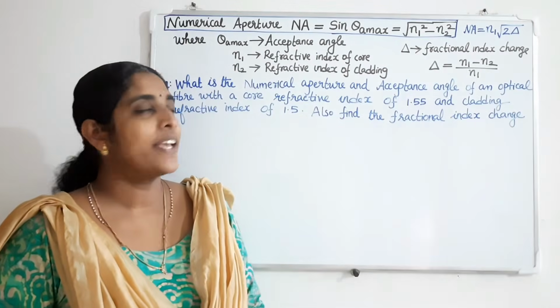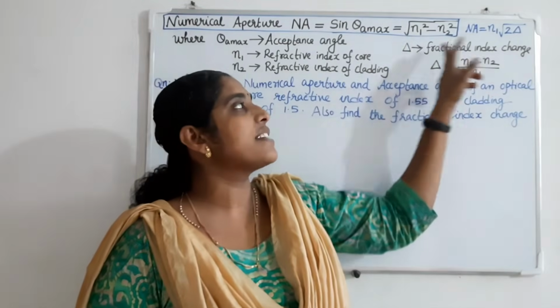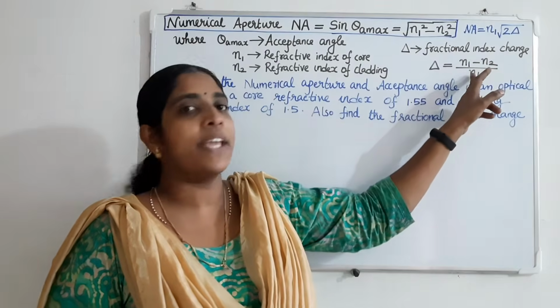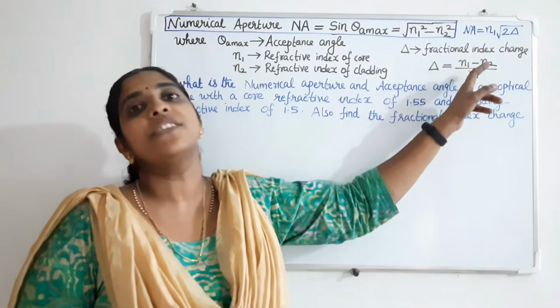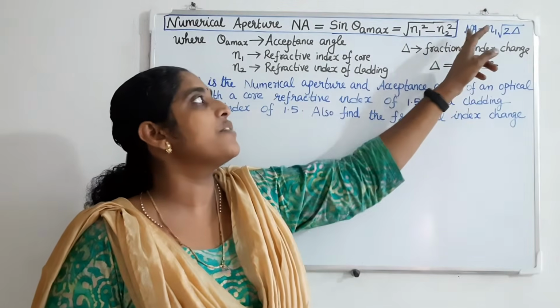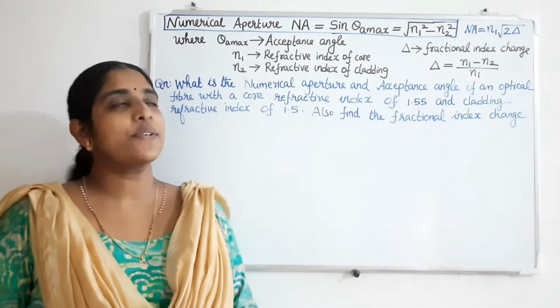of the cladding. We can write the numerical aperture in terms of fractional index change delta. The fractional index change means n1 minus n2 by n1. That is the ratio of difference in the refractive index of core and cladding to the refractive index of the core. In terms of fractional index change, numerical aperture is equal to n1 into root of 2 delta. We can do the first question.